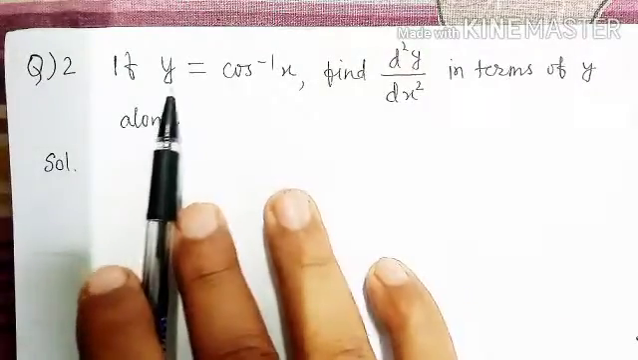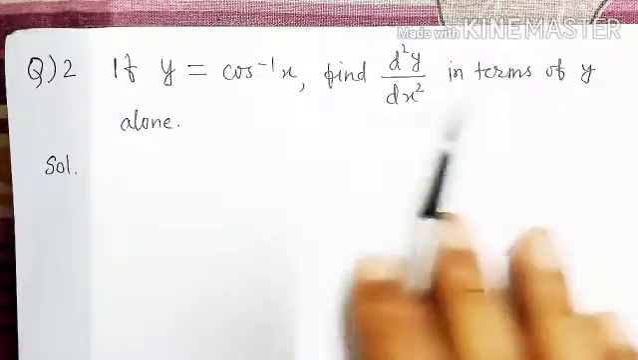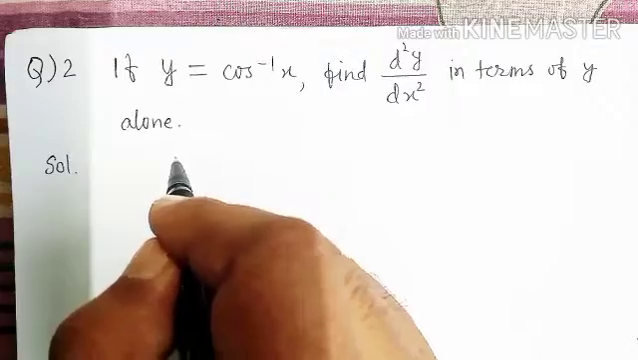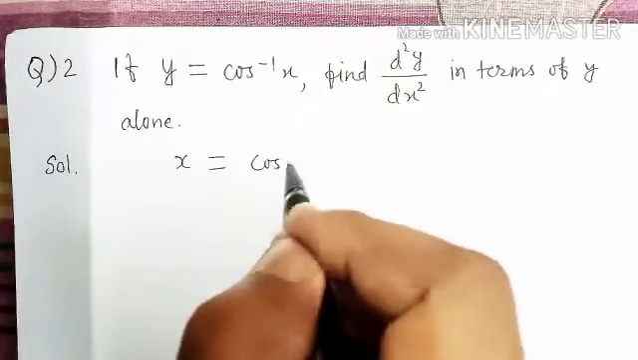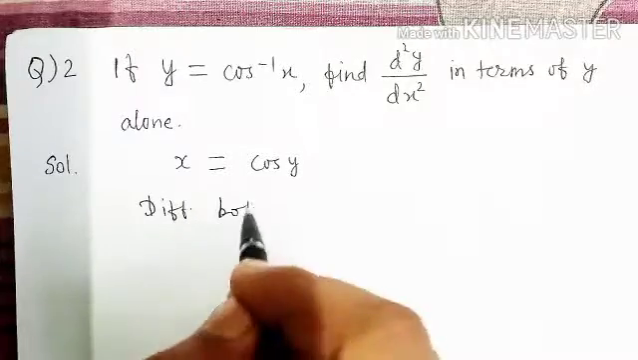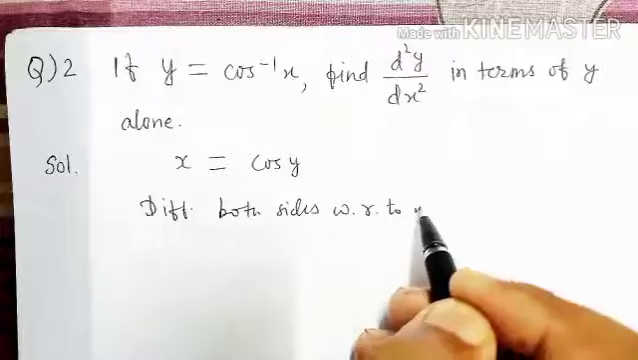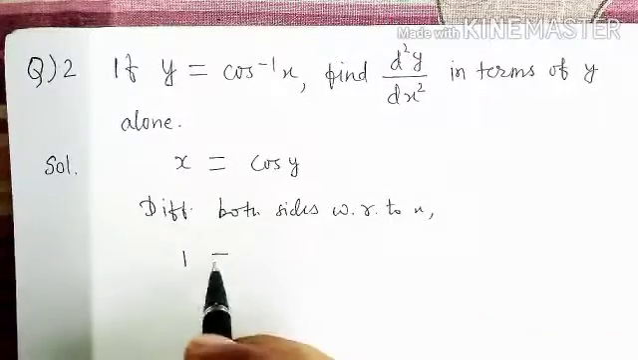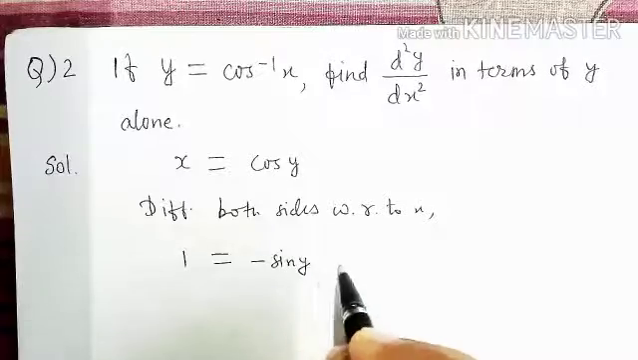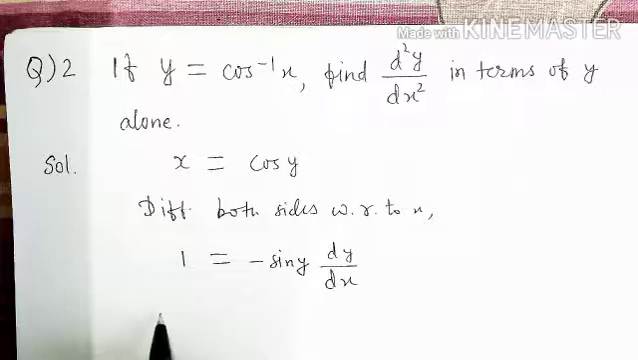Next question is, if y is equal to cos inverse x, find d2y by dx square in terms of y alone. So we can write x is equal to cos y. Now differentiating both sides with respect to x, we have 1 is equal to, the derivative of cos y is minus sin y dy by dx.